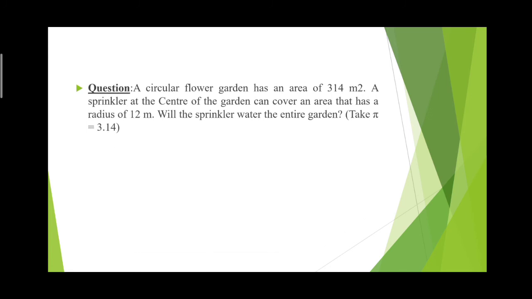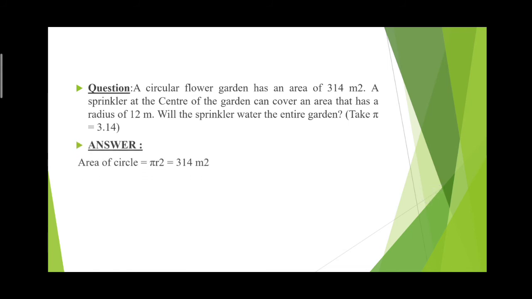Let's do another question. A circular flower garden has an area of 314 meter square. A sprinkler at the center of the garden can cover an area that has a radius of 12 meter. Will the sprinkler water the entire garden? Take pi is equal to 3.14.